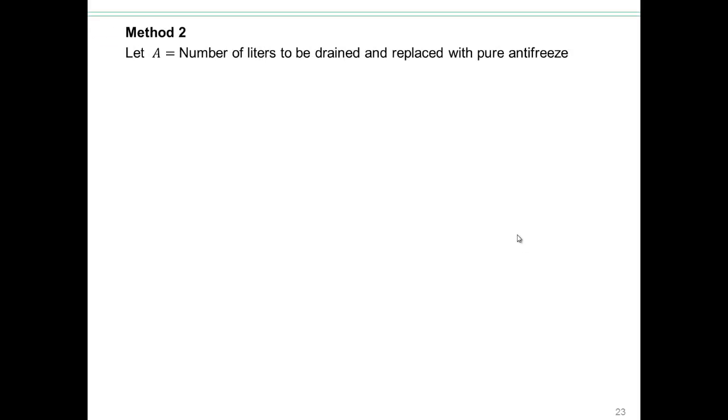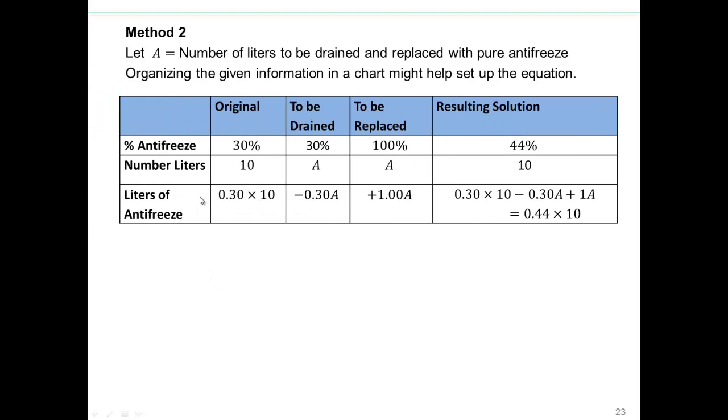All right, so let's say A is the number of liters to be drained and replaced with pure antifreeze. So organizing our information in the chart gives us original 30%. We have 10 liters, which means that number of liters of antifreeze is 0.30 times 10. You drain the 30% A amount because you're draining A liters, which means you're removing 0.30 A of antifreeze, and you're replacing it with 100% antifreeze, which would be adding 1.00 A. And the resulting solution has to be 44% of 10 liters.